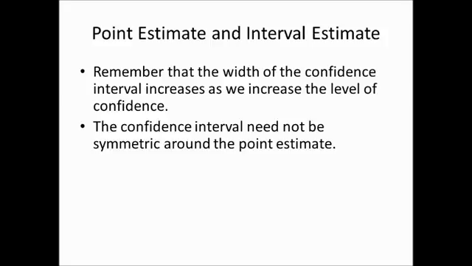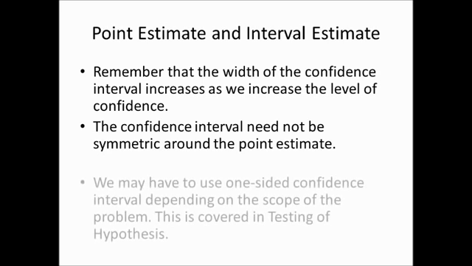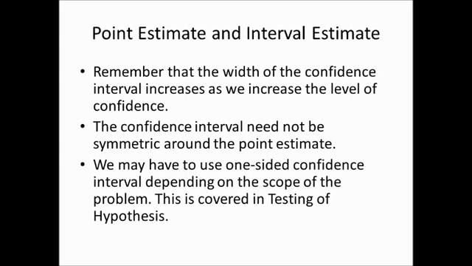Remember that the confidence interval need not be symmetric around the point estimate. Under the normality assumption, if you set up a two-sided confidence interval, it becomes symmetric because normal distribution is a symmetrical distribution. We may have to use one-sided confidence interval depending on the scope of the problem, and we'll talk about it when we discuss testing of hypotheses.